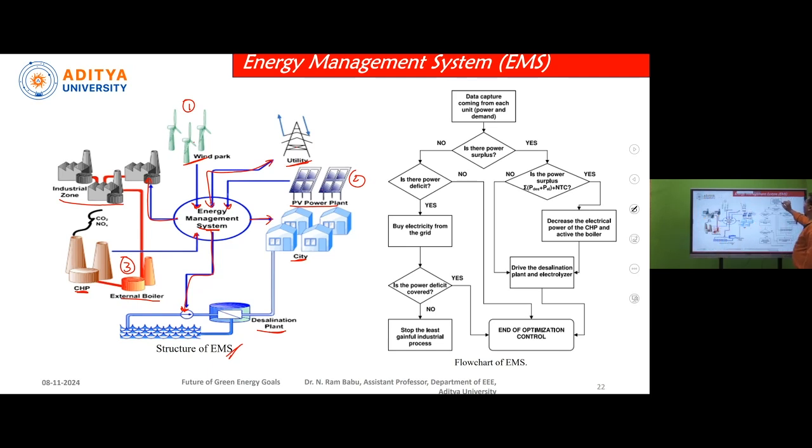In the flowchart, you can observe that at first, we are supposed to capture the data, that is the power demand. In this case, the power demand is in the city, and the desalination plant also requires power, and this industrial zone also requires power. So power is being required by 3 parts. First one is the city, second one is the desalination plant, and the third one is the industrial zone. Okay, so if there is surplus power, that means if you are generating more amount of power, that means actually we are not generating more amount of power.